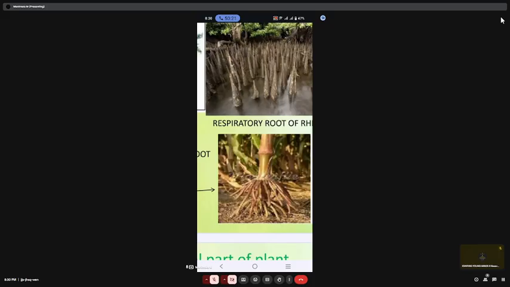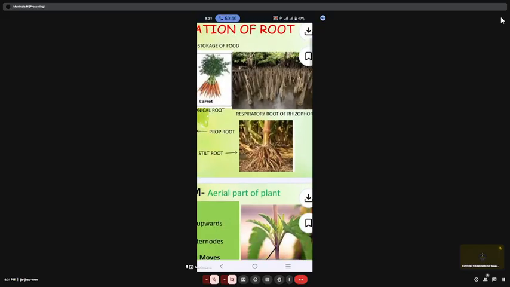Okay, so this is about the stilt root. In Rhizophora, if you take the example, it has both the stilt root and also the respiratory root. Both roots are present. Okay? So this is about the different types of modification of roots. Next, shall I move to the next topic? Okay, ma'am. Can you tell me, in 2 points, the difference between the tap root system and the adventitious root system?